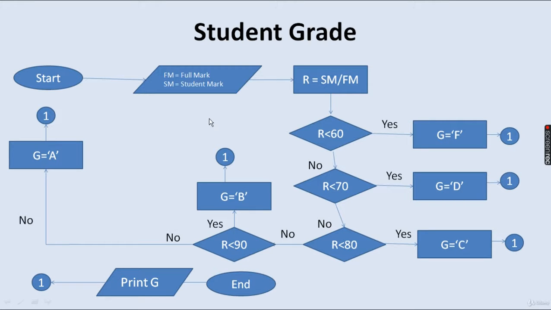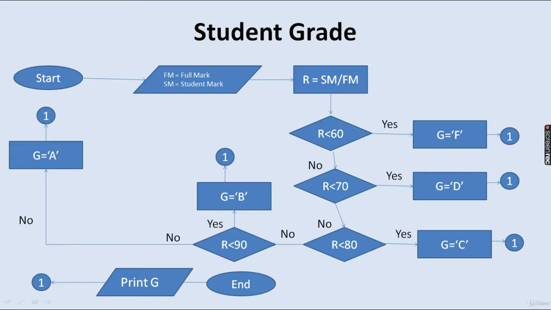I need to just give you a background regarding the student grade. Just imagine we have a number of students, and we need to calculate the grade of each one of them according to their mark. So the full mark, I have to read it first of all, and I have to read also the student mark. Then after that, of course, I start the program with the oval.